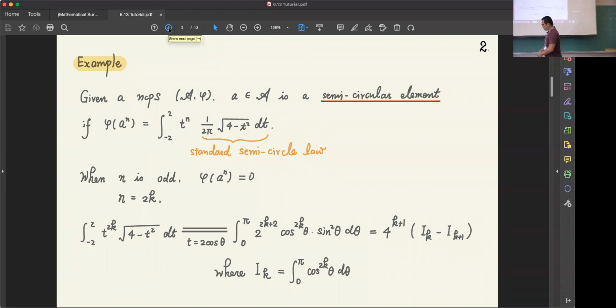In order to do that, the first thing we can observe is that when n is odd, the moments are trivial. But for the even case, if we let n equal 2k, then we can start to compute this one. We do a trigonometric substitution, then we can see easily it can be written this way. And since sine squared is 1 minus cosine squared, we can rewrite it by I_k minus I_{k+1}, where each I_k is this one. Yeah, some basic calculus. And based on this, now we try to study this.